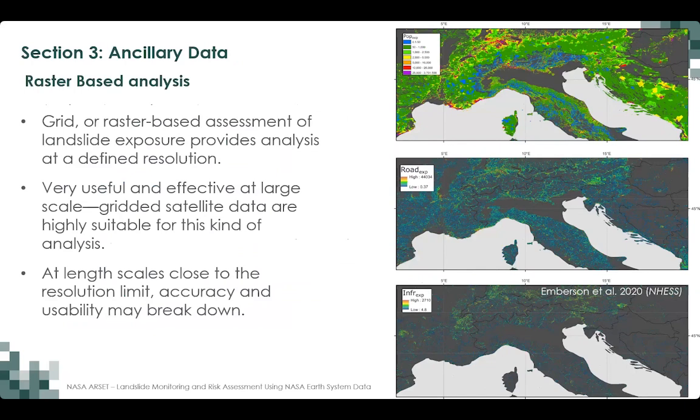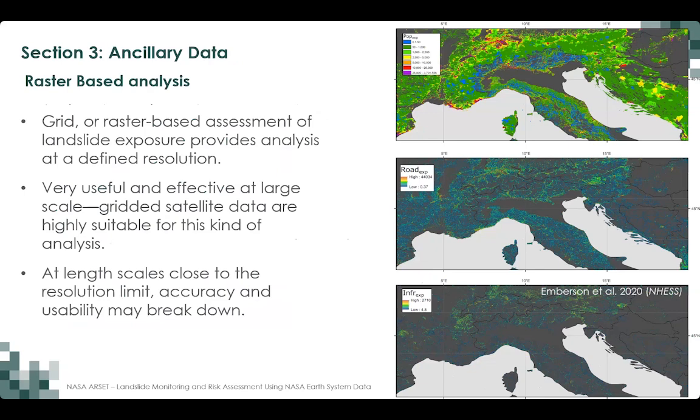So thinking about satellites, combining this kind of ancillary data with satellite data, we often think about doing raster-based analysis. In other words, we're thinking about individual pixels, and how far the infrastructure is and how that can be combined with a landslide hazard. This is typically very effective at large scale, gridded satellite data, either land use or rainfall. Any of the data sets we've mentioned are typically available as pixelated or raster-based data sets. And so constructing raster assessments of exposed elements is also relevant.